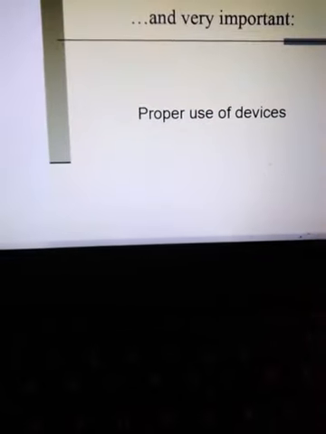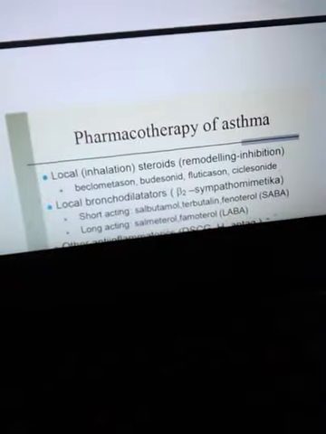And very important: proper use of the device. اینهالیشن‌ها انواعی دارند که مثلا نباید خورده شوند تا سیستمیک ساید افکت ندهند: بکلومتازون، بودزونید، فلوتیکازون، سیکلزونید. فلوتیکازون، بودزونید، بکلومتازون و سیکلزونید.